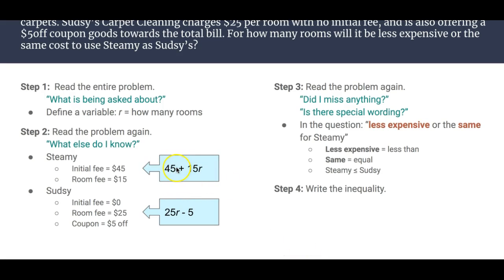But what's happening in the problem is Steamy is charging $15 per room, whereas Pseudocy is charging $25 per room. So at some point in time, Pseudocy is going to catch up to that cost. All right. There is your inequality.